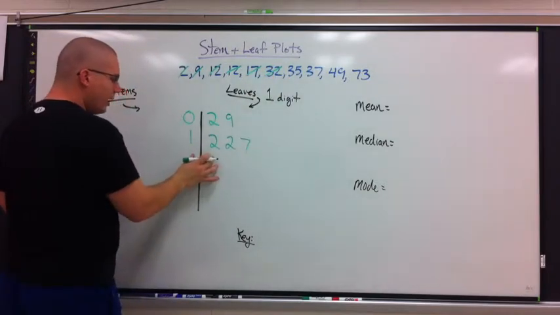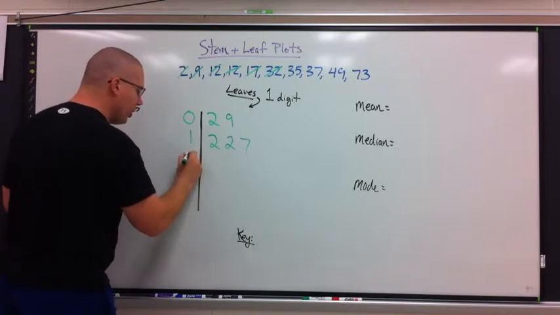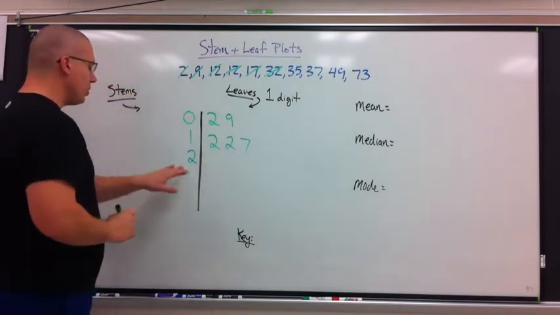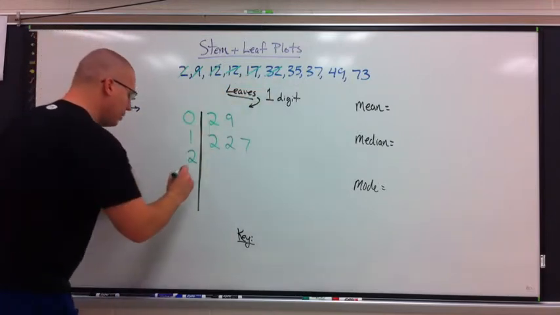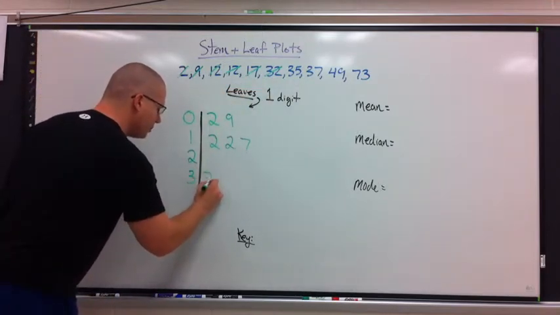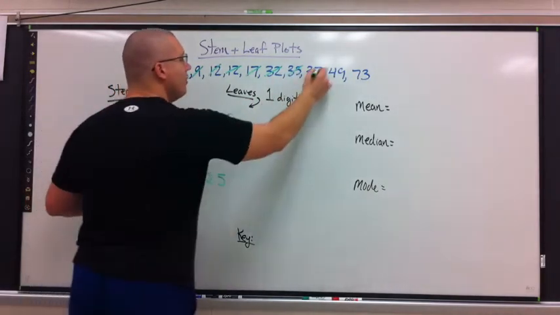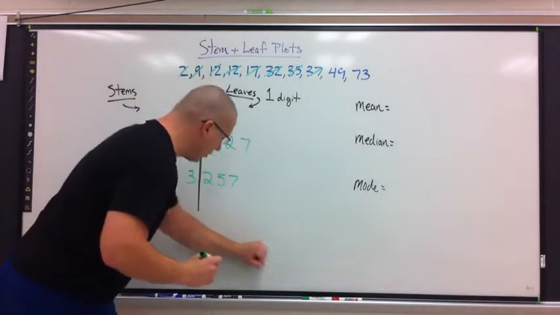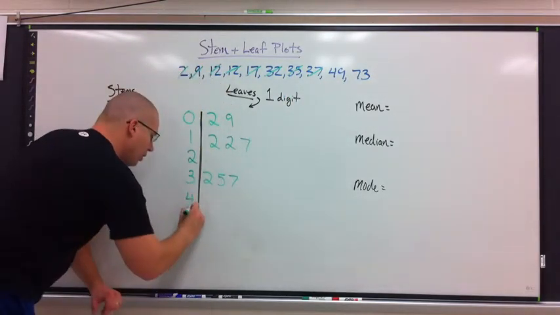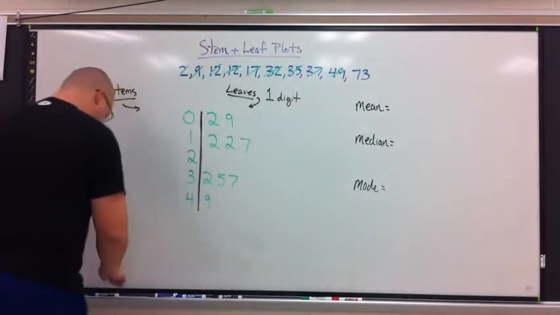So the question is, what comes next? Well, because there are no 20s, I do want to show that there are no 20s. So I'm going to put a 2 here, but nothing here. 32 comes next, so I go to my 3 stem. 32. I have a 5, 35. I have a 7, 37. I have a 49. And I have a 73.